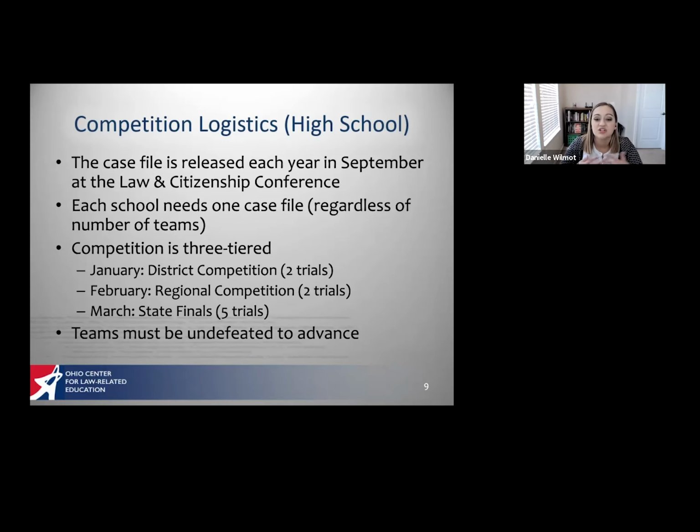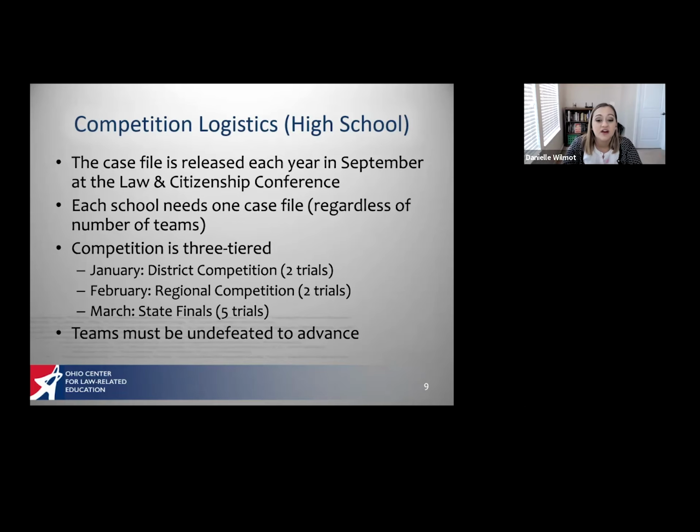And then what you need to know about that is that each school needs 1 case file. So it doesn't matter if you plan to field 3 teams or if you only want 1 team. The case file goes by school, not by team. So all of Buckeye High School, or Trillium is our case file name for a school, that one school only needs to purchase one case file.